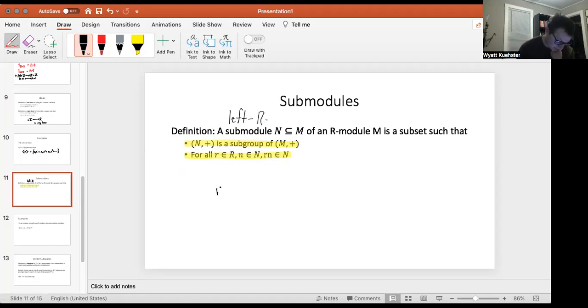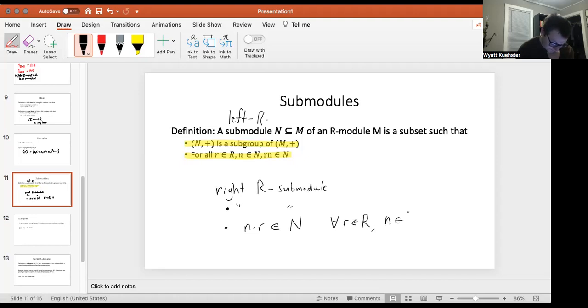And if I want to do a right R submodule, it has to satisfy the same first condition, and the second condition should be changed to n times r is in N for all r in R and n in N. So if you want to multiply your ring elements on the right, you just change everything accordingly.